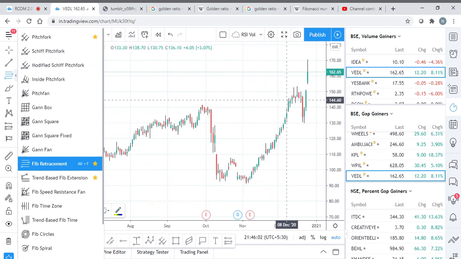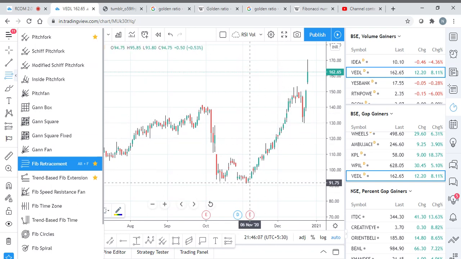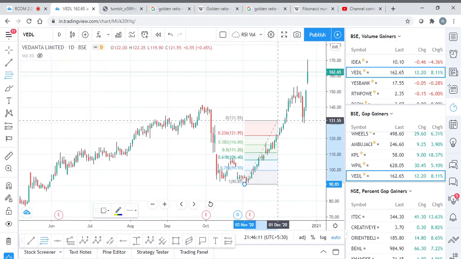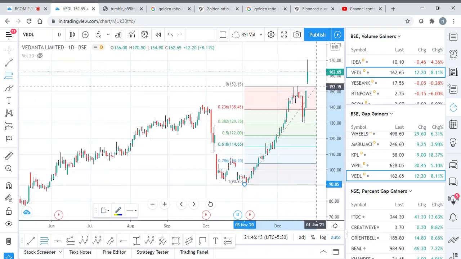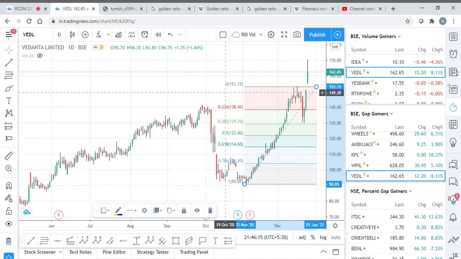There is no wick, not a wick. There is no trend break here. It's a continuous uptrend. So from here you consider this as a swing low, you plot Fibonacci on this. Okay, so now you can see here some numbers plotted on the left.